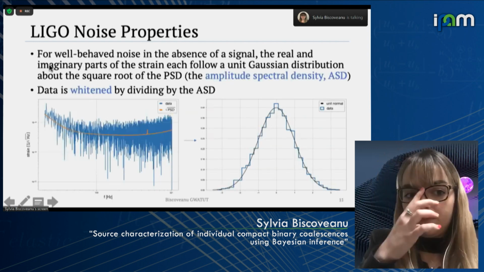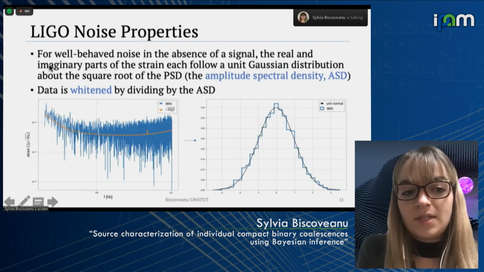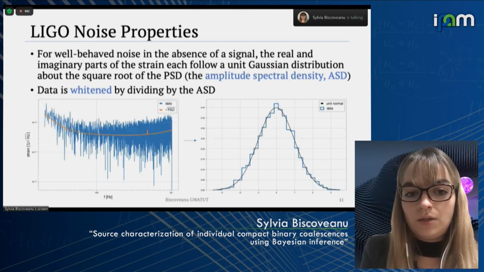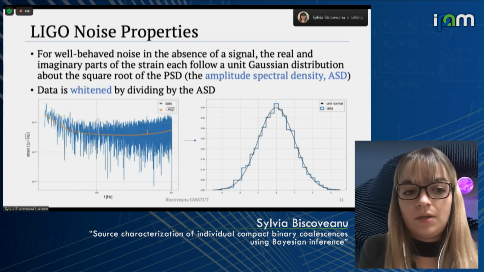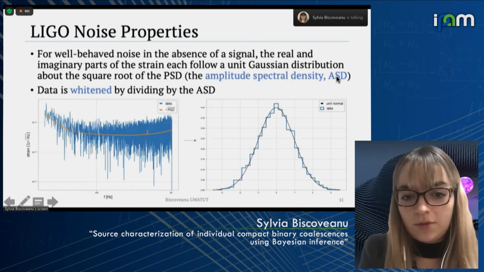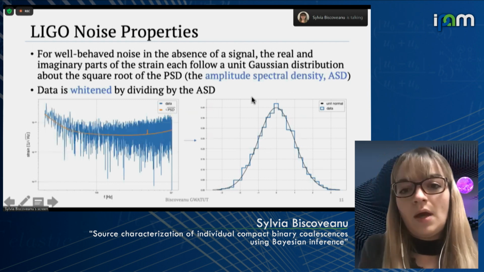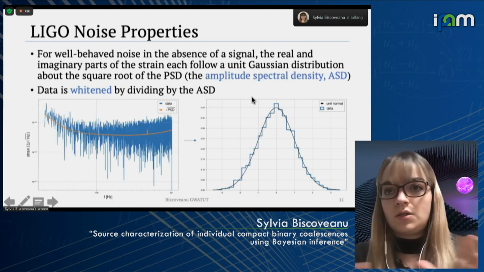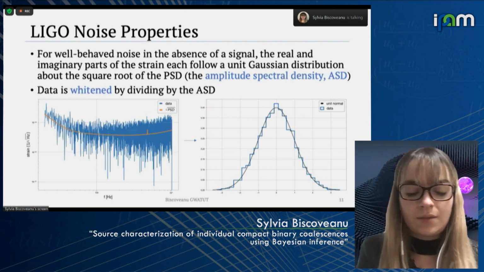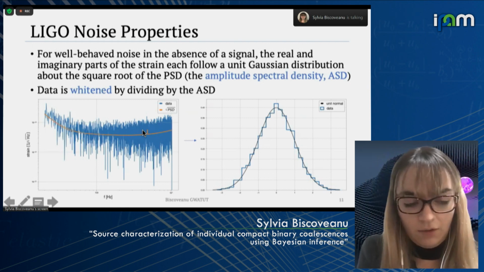For well-behaved noise in the absence of a signal, the real and the imaginary parts of the frequency domain strain will each follow a unit Gaussian distribution about the square root of the PSD. This is called the amplitude spectral density, or ASD. In the time domain, the strain is real, but when you take the Fourier transform, it becomes complex. Here you can see a visualization of this.